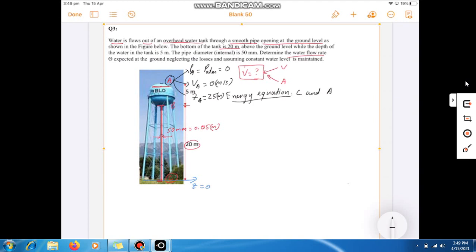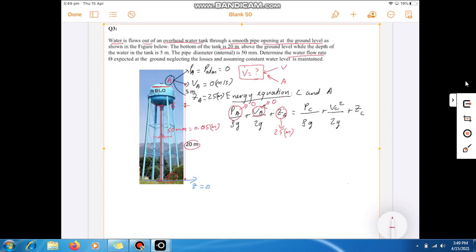The energy equation: PA over rho g, plus VA squared over 2g, plus ZA, equals PC over rho g, plus VC squared over 2g, plus ZC. With PA, as I said, PA is 0. VA, the velocity on the surface of a big container, we can assume is 0. ZA we have here is 25 meters.